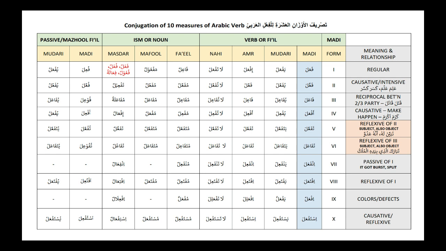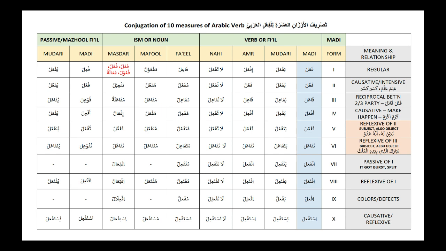So the conjugation for form 7 would be in fa'ala, yanfa'ilu, in fa'il, la tanfa'il, munfa'ilun, no maf'ul. Masdar is in fa'alun, no madi majhul, no mudari majhul. Form 8, ifta'ala. Ifta'ala, yafta'ilu, ifta'il, la tafta'il, mufta'ilun, mufta'alun, ifti'alun, uftu'ila, yufta'alu.